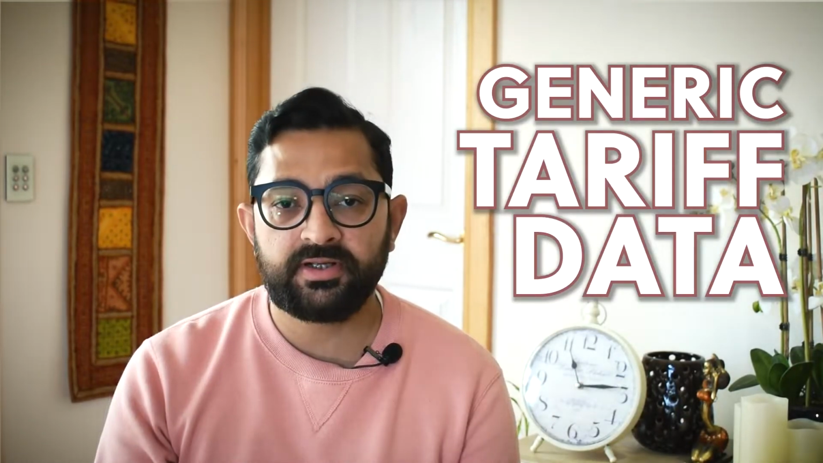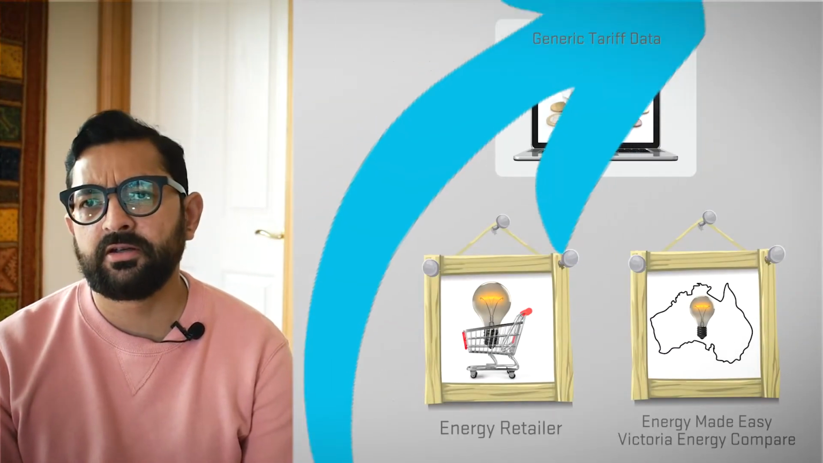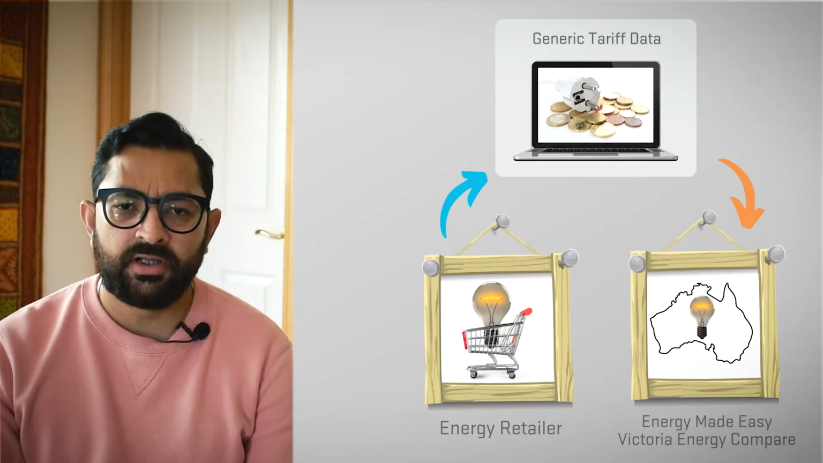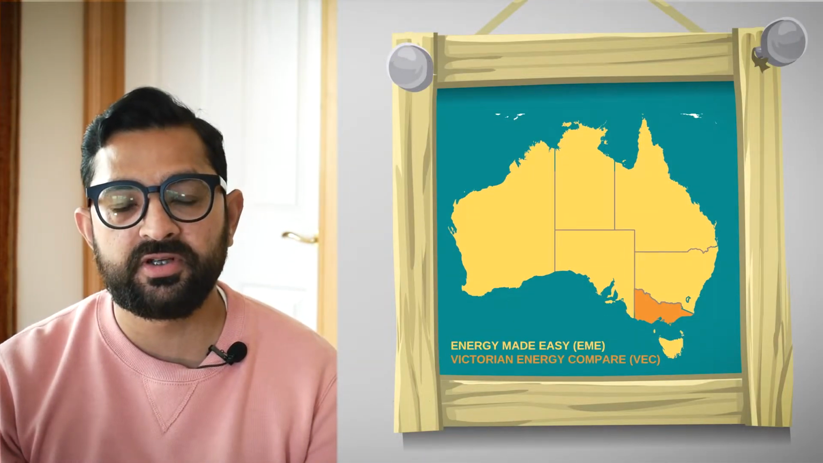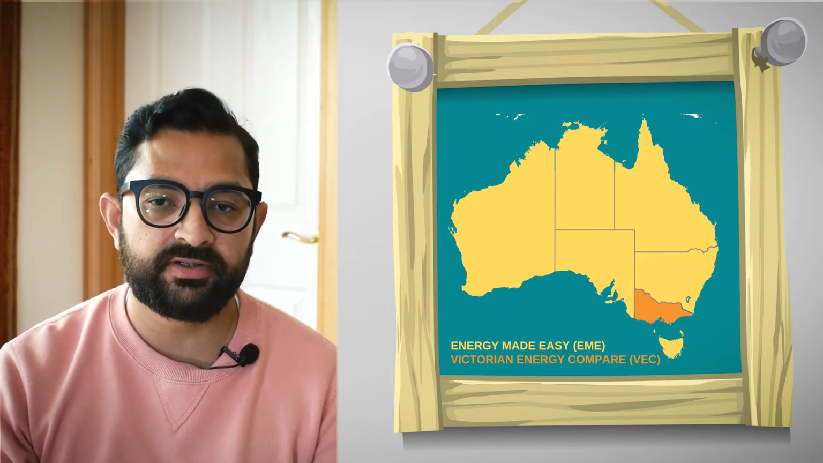The fourth data set is generic tariff data. This data set provides access to generic tariff data, which includes publicly available electricity plans or offers and associated details for current market offerings of the retailers, energy retailers specifically. It includes a variety of information, including generic tariffs, fees, additional features or services, and eligibility criteria. In the industry, I think these are also called generally available market offers of all retailers. This is maintained in a government register to predominantly help with price comparison.